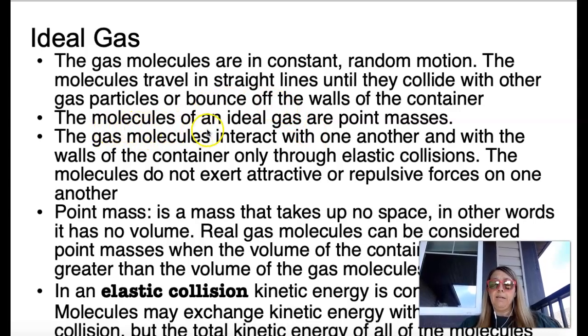Okay, next thing is that the molecules of an ideal gas are point masses. Point masses means that they have mass, but they don't occupy any volume. And so this is where some of you might be like, well, but that's not true. I know that molecules do occupy space, right? And so this is where you find that some properties of an ideal gas aren't necessarily 100% true for a real gas, but that they kind of still are true, okay?